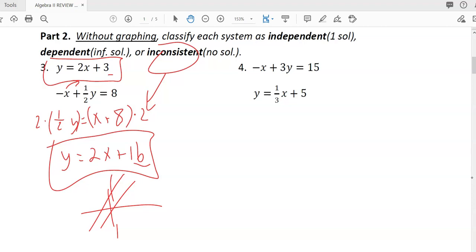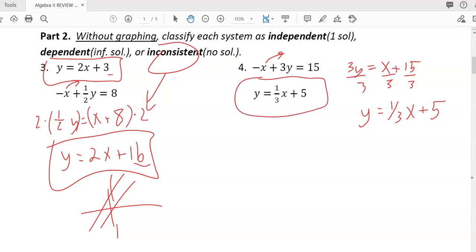And here, solve it for y first. You get 3y equals x plus 15. Divide by 3, divide by 3, divide by 3. Get y equals 1/3 x plus 15/3, which is 5.